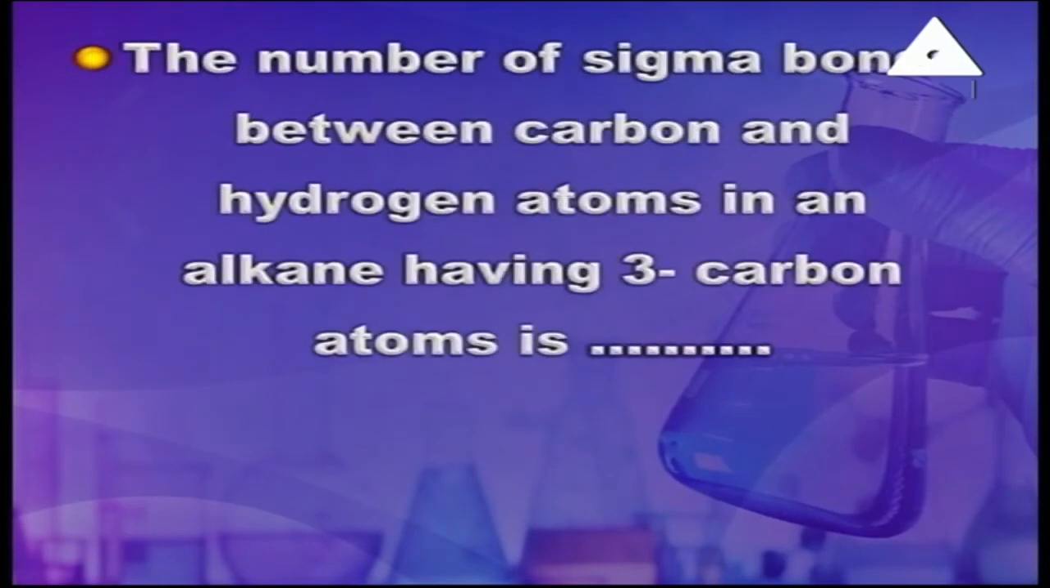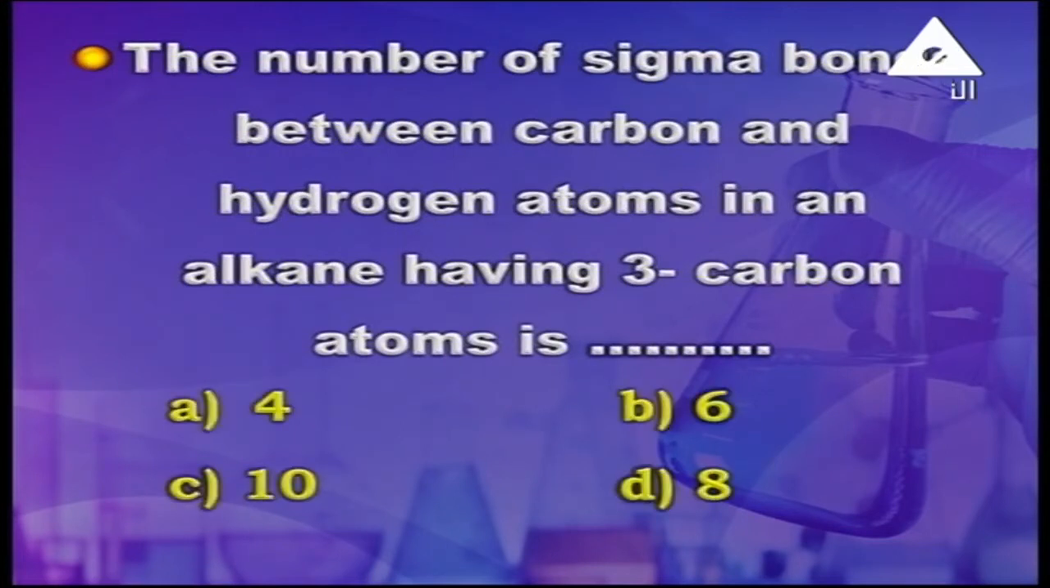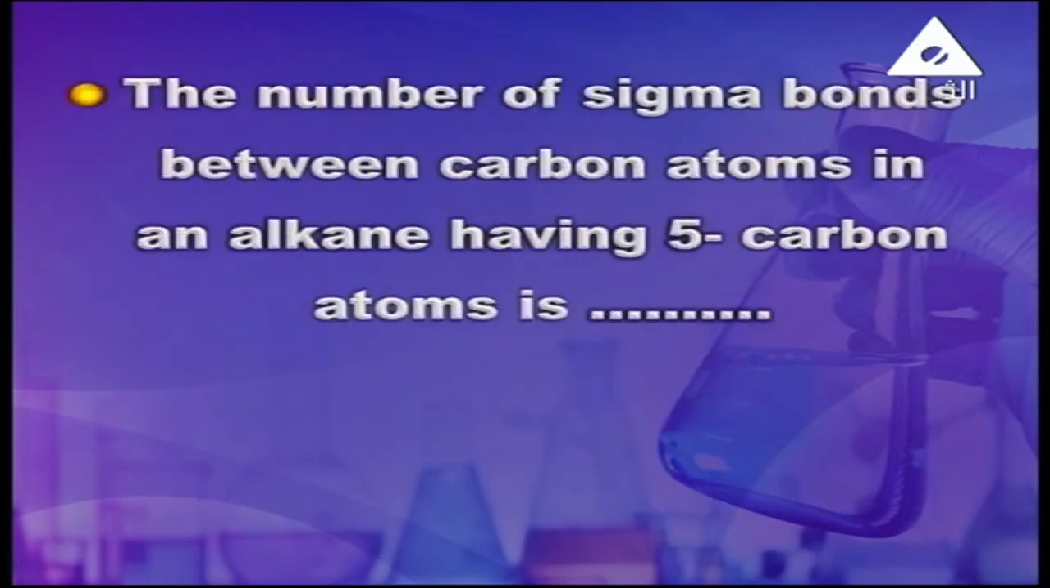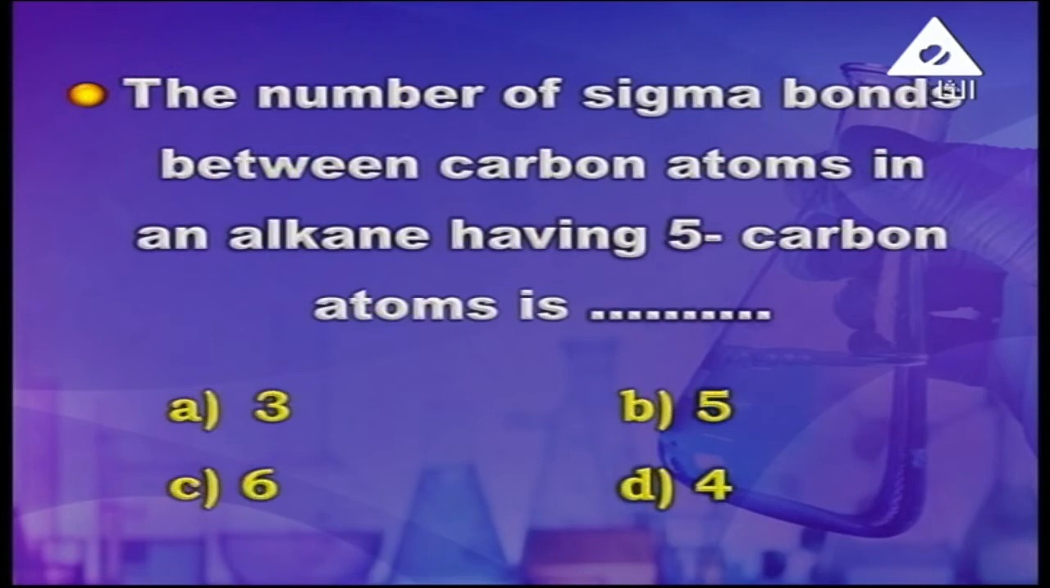Next point, the number of sigma bonds between the carbon atoms and the hydrogen atoms in an alkane having 3 carbon atoms is what? 4, 6, 10, or 8? If you write the structural formula, you will find it will be 8. The number of sigma bonds between carbon atoms in an alkane having 5 carbon atoms is what? 3, 5, 6, or 4? If you think about it, yes, it will be 4.